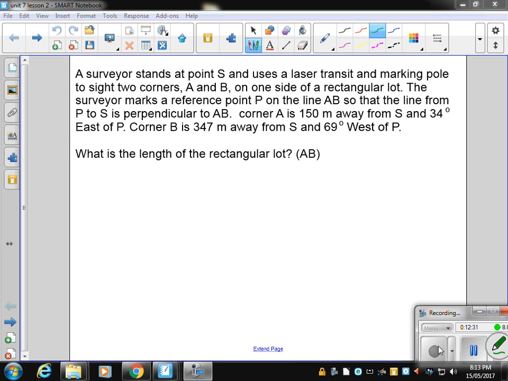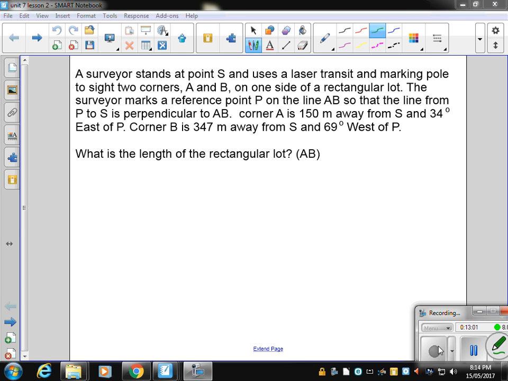Okay, another problem. A surveyor stands at point S and uses a laser transit and marking pole to sight 2 corners A and B on one side of a rectangular lot. I don't know if you've seen surveyors downtown Listowel. They're looking through a little sight device, and they're marking off property lines or distances and angles and so on when they're marking properties. So the surveyor marks a reference point P on the line AB so that the line from P to S is perpendicular to AB.